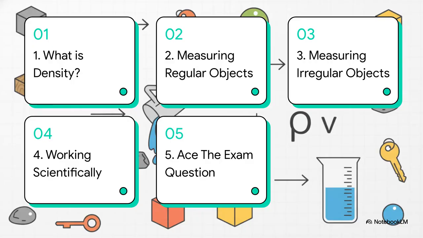So here's our game plan. We'll start with the basics, what density actually is. Then we'll look at how to measure it for simple, regular shapes. After that, we'll tackle those trickier, irregular objects. We'll then connect all this to the working scientifically skills you're marked on. And finally, we'll wrap up with how to smash the exam question.